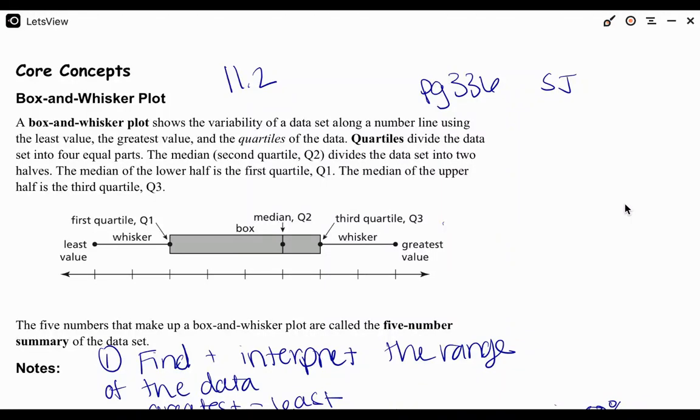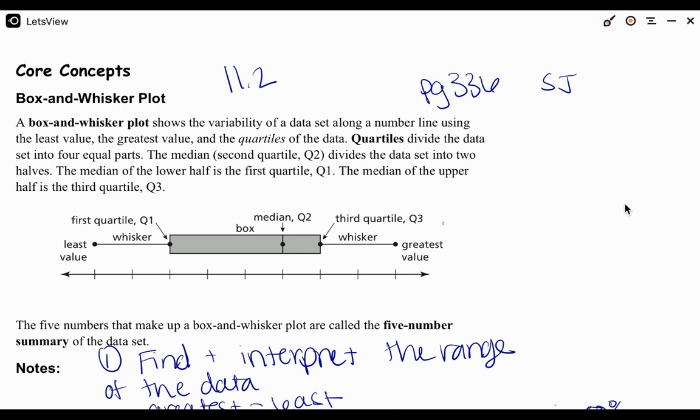Okay, so this is section 11.2, so we're starting our new unit. This is the last of the stuff that we're going to do for the remainder of the school year. So we are on page 336 in your student journal. A box and whisker plot is what this is all about. We're looking at how to interpret different data sets in different ways. Our first way is with the box and whisker plot.